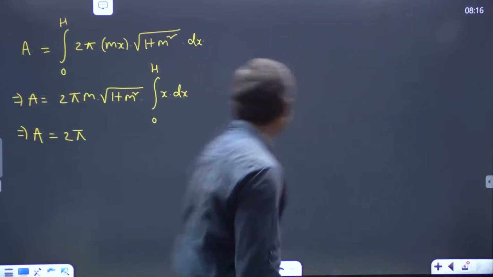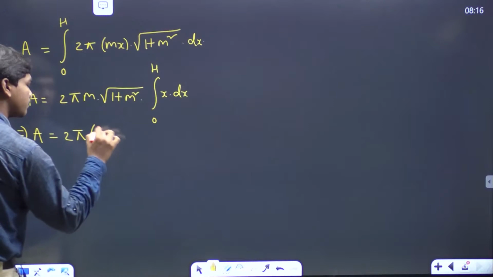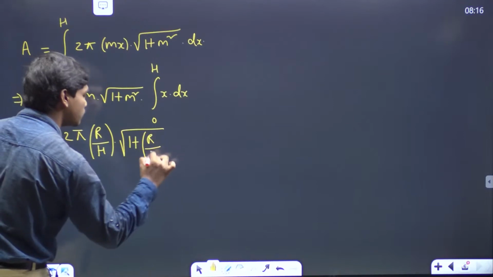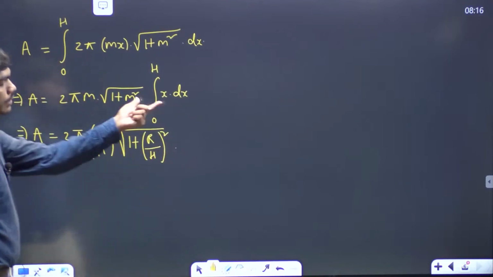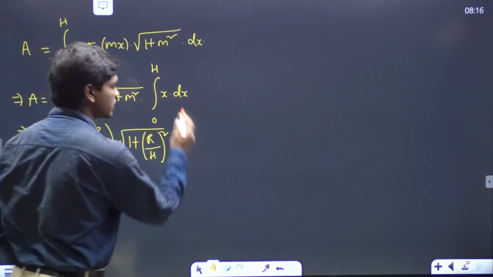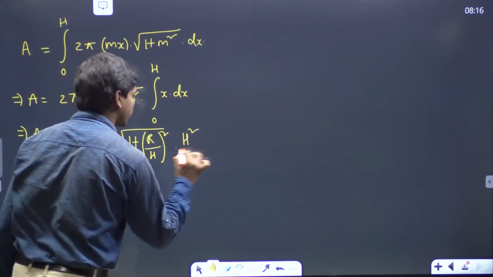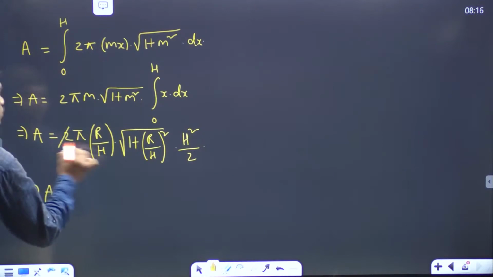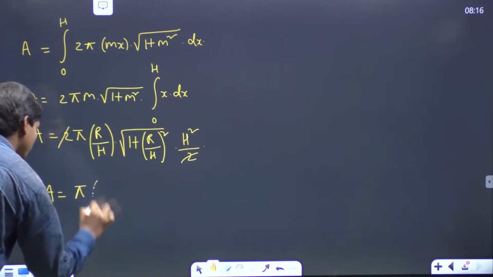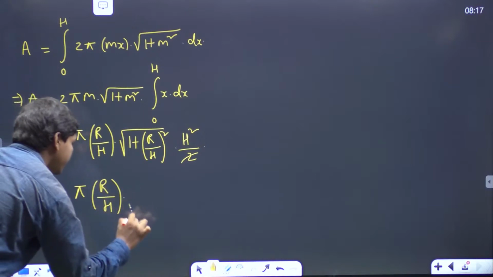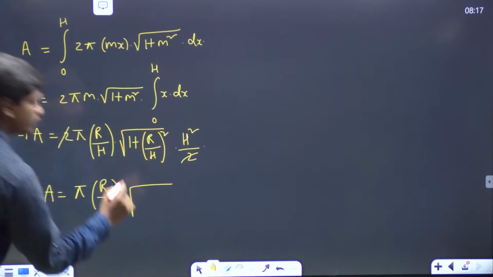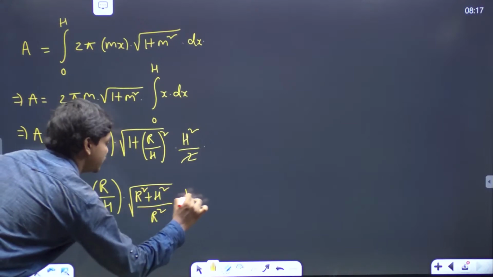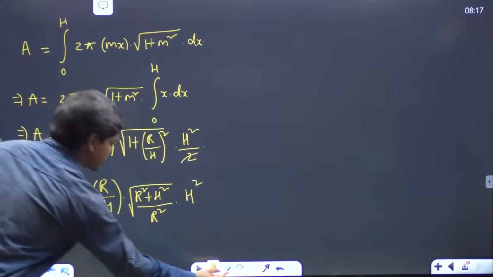So let us see here. If m value is r by h, let me substitute the things. R by h into root of 1 plus r by h whole square into integration of x, which is x square by 2. Within the limits 0 to h, we will be having that as h square by 2. So let us simplify these things now. A is equal to, first of all, this 2 and 2 get cancelled. Then pi into r by h into, if you take LCM, you will be having r square plus h square divided by h square. Sorry, this is h square, correct?